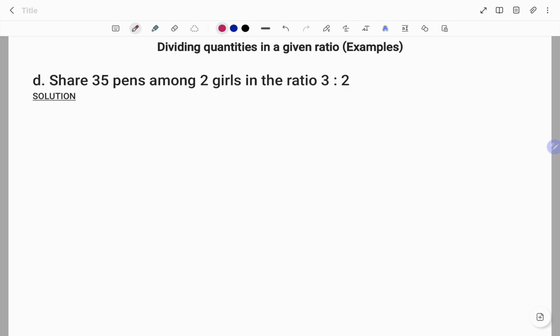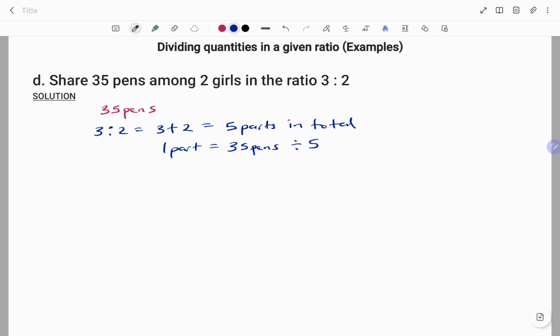In this last example, we have share 35 pence among 2 girls in the ratio 3:2. The number of pence we are trying to share is 35 pence, and the ratio given is 3:2. And to find the total ratio, we're going to add all the values of the ratio, and that will give us 5 parts in total. Since we know that the quantity given, which is 35 pence, can be split into 5 parts in total, we're going to find the value of 1 part, which means we're going to divide 35 pence by 5, and that is going to give us 7 pence.